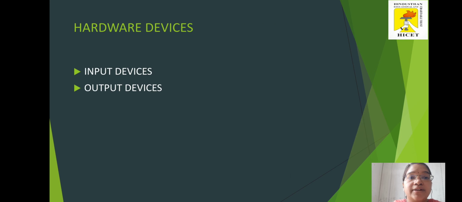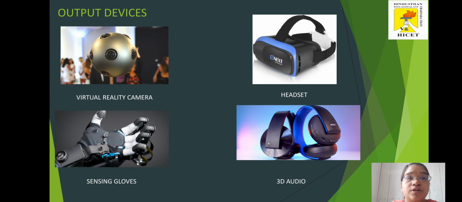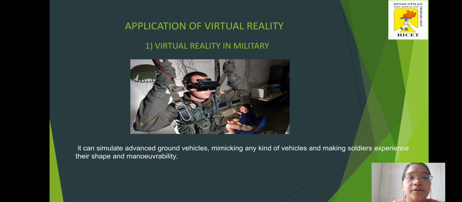What are the hardware devices that support virtual reality? Input devices and output devices. Let me check what the input and output devices are. The input devices are Razer Hydra, Leap Motion, STEM, and Control VR. These are the input devices supporting virtual reality. Then what are the output devices? Virtual reality camera, headset, sensing gloves, and 3D audio. These are the devices that serve as output devices.